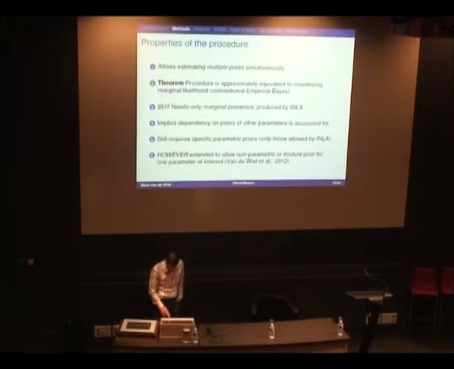So that is the real benefit of this. The implicit dependency on priors of other parameters is accounted for. The disadvantage still is that you require specific parametric priors, namely only those that can be incorporated in ELA. However, I won't be discussing that a lot.